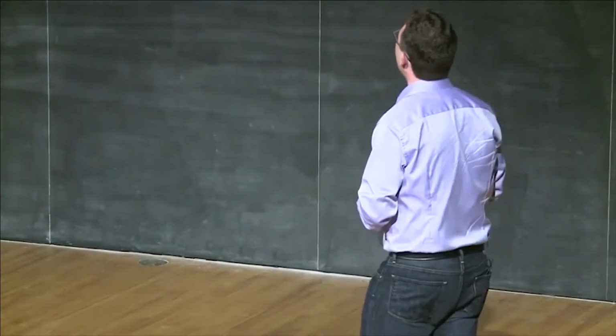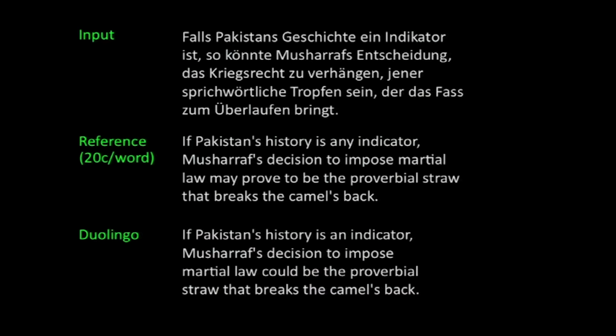So let me show you one example. This is a sentence that was translated from German into English. The top is the German. The middle is an English translation that was done by somebody who was a professional language translator who we paid 20 cents a word for this translation. And the bottom is the translation by users of Duolingo, none of whom knew any German before they started using the site. If you can see, it's pretty much perfect.